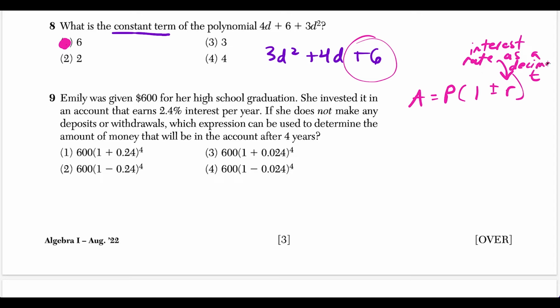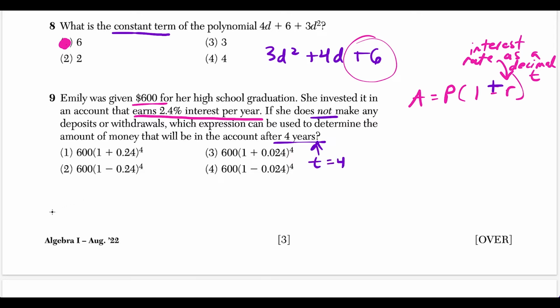Decimal form. Okay, so here we have Emily was given $600 for her graduation. She invested it in an account that earns 2.4% interest. Right away, I know this is going to be the plus case because it's earning money. This is not a situation where the money is depreciating in value. If she does not make any deposits or withdrawals, which expression can be used to determine the amount of money in the account after 4 years? So this is t equals 4.